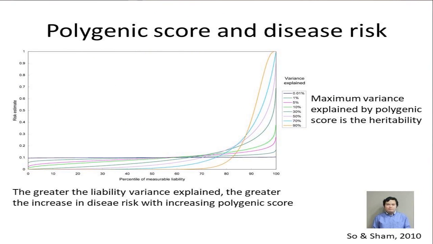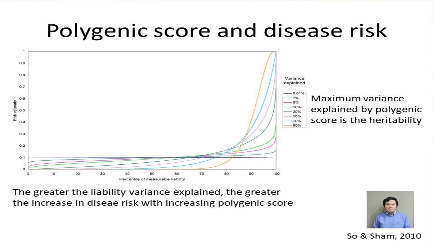And as I said, the maximum variance explainable by the polygenic score is the heritability, and you can plot the polygenic score against the disease risk for different levels of variance explained by the polygenic score. Then you can see that the smaller the variance explained by the polygenic score, the less steep is this line. So if the polygenic score explains 90% of the variance of the liability, then you have this most steep curve where the risk is almost 0, and then it starts to take off for the individual with the top 30% of the distribution of polygenic score.